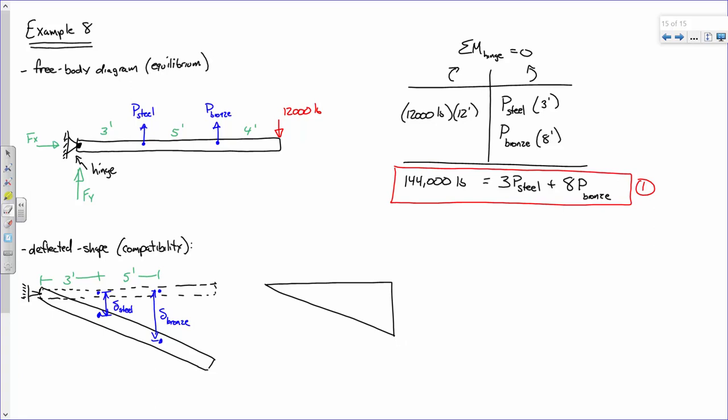And then we have a dimension about right here. That's a right triangle. This is 3 foot. This is 5 foot. All right, this is delta steel. This is delta bronze. I propose that from a compatibility standpoint, delta steel is to 3 as delta bronze is to what? 8. Make sense? So that's equation 2.